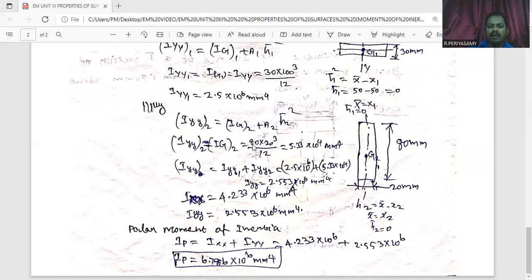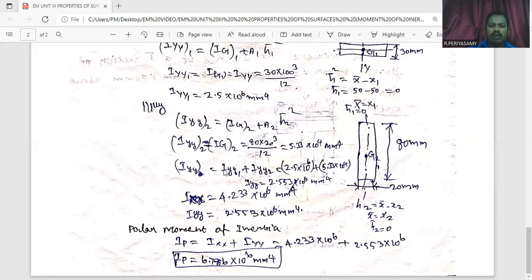Here we substitute the same formula, HB cube divided by 12. This is the second component. The height of the second component is 80 mm, and the base distance is 20 mm. So H is 80 and breadth is 20, so 80 into 20 cubed divided by 12. Finally we got the moment of inertia about the y-axis of the second component as 5.33 into 10 to the power 4 mm power 4.